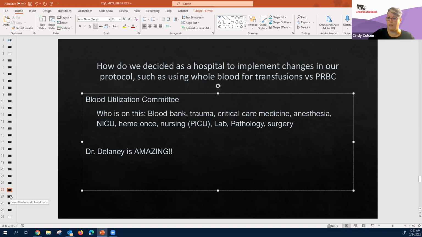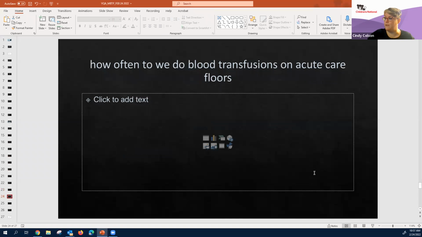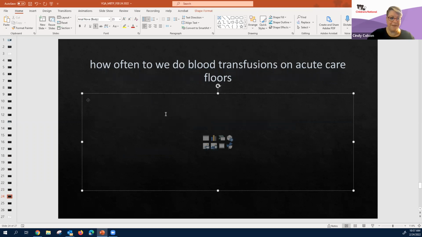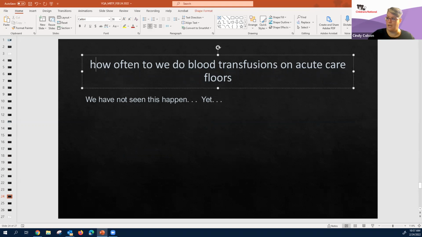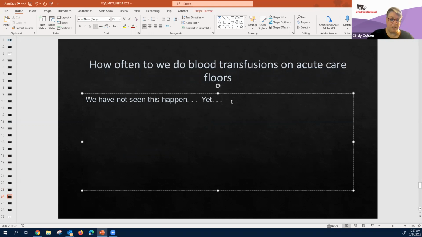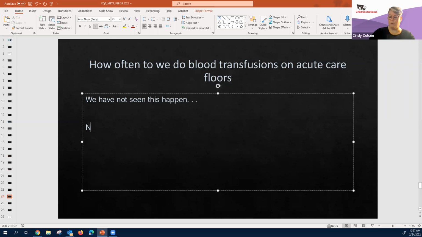All right, we have 3 minutes, so let's do one question. Either how often do we do blood? Well, we can answer this quickly. We shouldn't. I have not seen us do massive transfusion on the floors at this point. All blood that I'm aware of occurring in acute care is for stable patients over 4 hours. And I feel like if a patient needs a massive blood transfusion, they should be in an ICU environment. Yeah, we're heading to the OR. We have not seen this happen, nor should we.